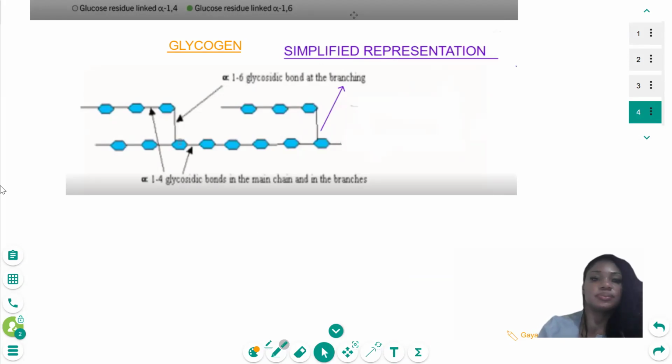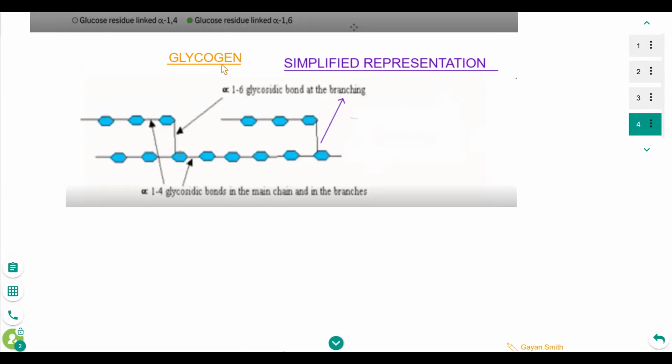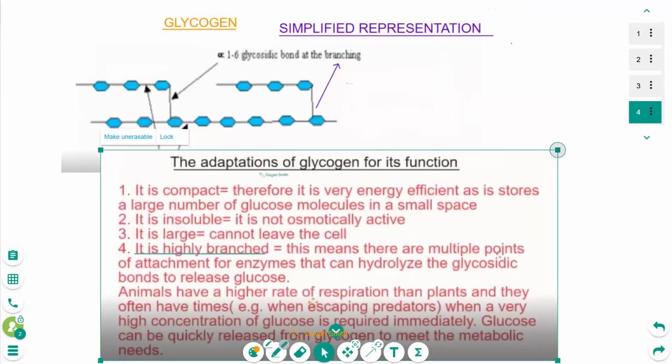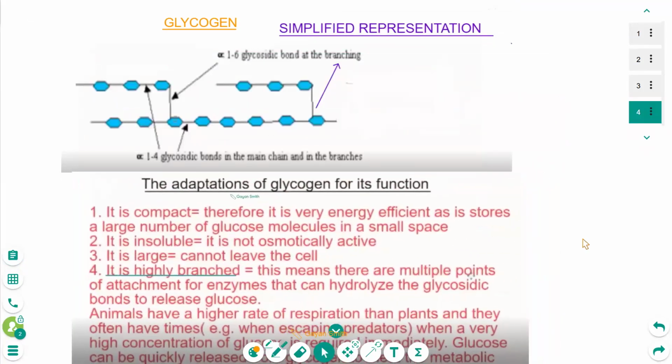All right. I'm going to put up the adaptations. You can go ahead and start writing them, and then we'll discuss them after. All right, so let me give you some time to make note of the structure and the adaptations of the glycogen.